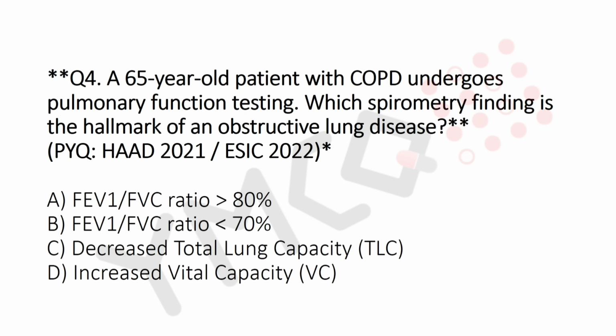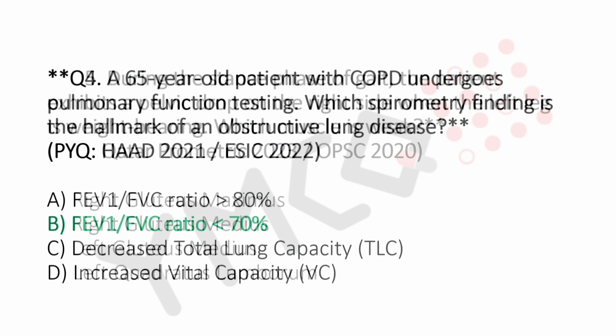And the answer is option B, FEV1/FVC ratio less than 70%. Obstructive disease traps air, making it hard to exhale quickly. This drops the FEV1/FVC ratio below 70%. I think you got it. Now let's move to question number 5.